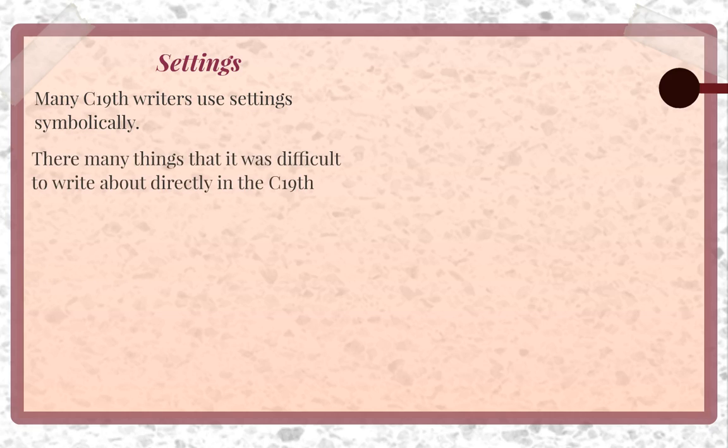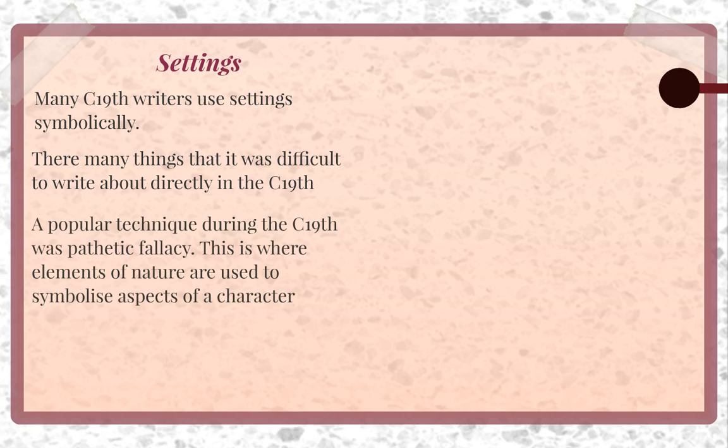So let's think in a bit more detail then about each element in turn. So the settings. Many 19th century writers use settings symbolically because there are lots of things that it was very difficult to write about directly in the 19th century. And these tended to be the things linked to the themes within these texts. So things like religion, things like the nature of mankind, certainly anything to do with sex or sexuality was very difficult to write about. And if you're dealing with the role of women, there's an element of sexual power that comes into play in that.